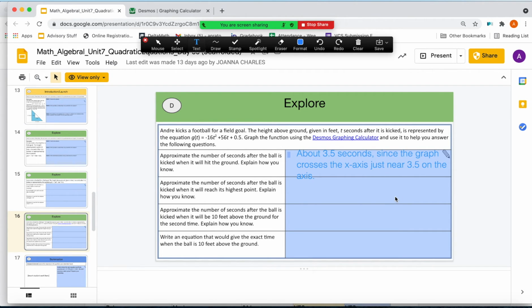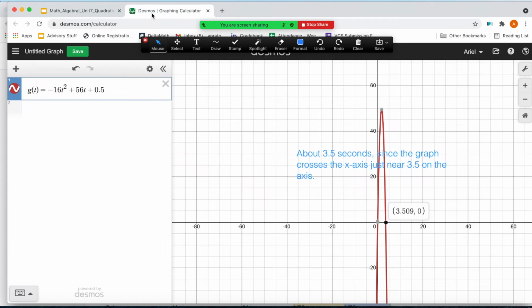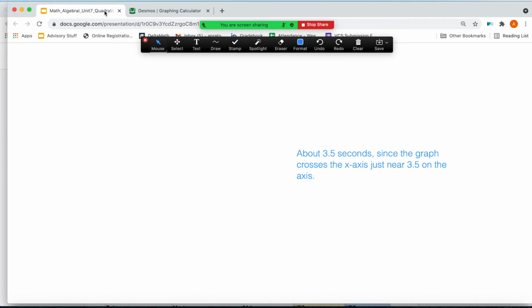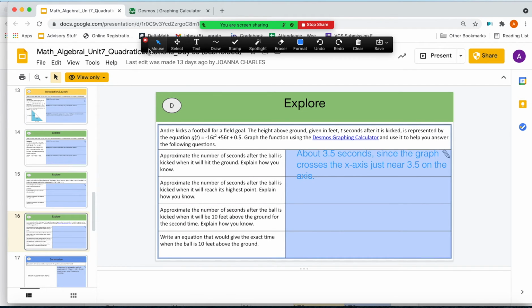Approximate the number of seconds after the ball is kicked when it will reach its highest point. Explain how you know. Highest point, maximum. When does it reach its highest point? Right here at 49.5 feet in about 1.75 seconds. So about 1.75 seconds since the graph reaches its peak around 1.75 comma 50, about 49.5 also.